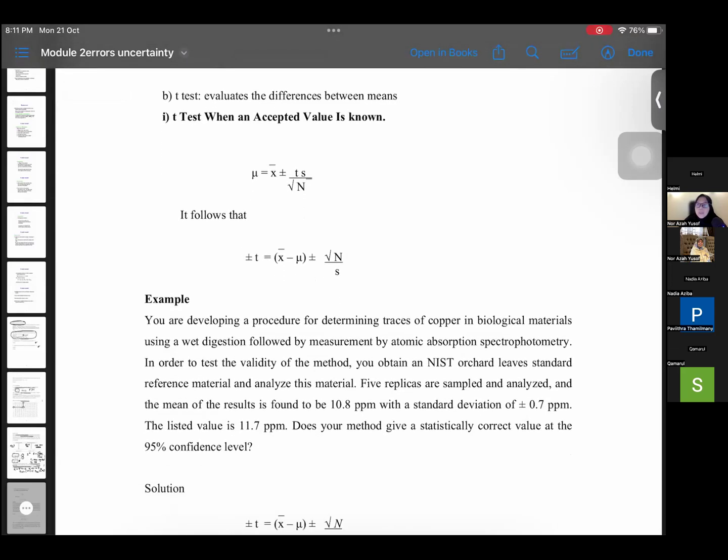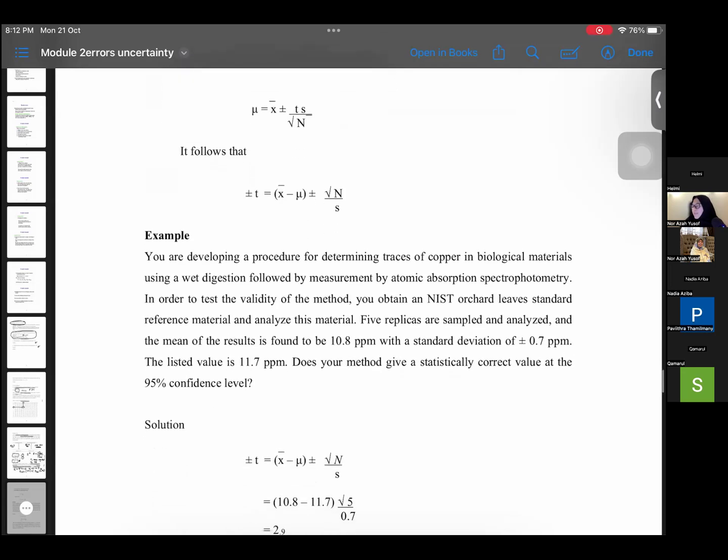There are 3 types according to the G.D. Christian book. T-test when an accepted value is known. This is quite easy. So if you receive a material, what is a common material that you do quality control on? Can you name one in your factory? Anyone? Okay, let's look at the example.